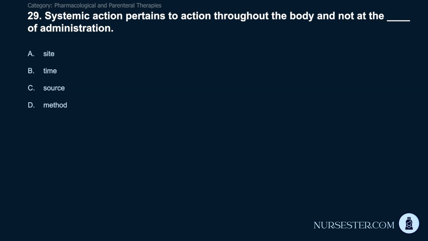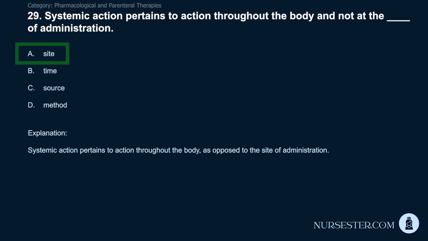29. Systemic action pertains to action throughout the body and not at the blank of administration. A. Site. B. Time. C. Source. D. Method. Correct answer, A. Site. Systemic action pertains to action throughout the body, as opposed to the site of administration.